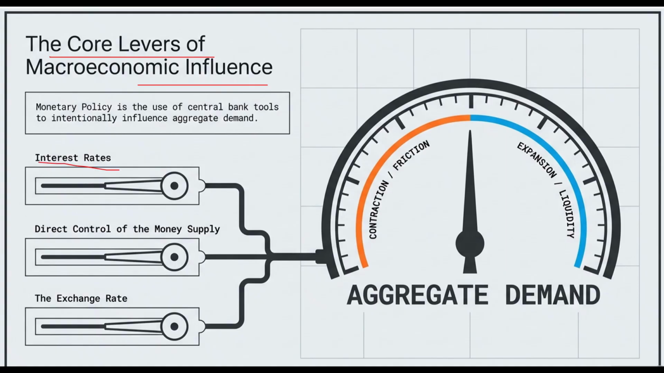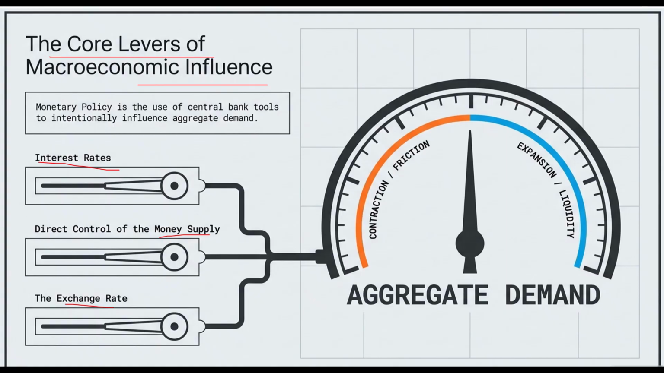By raising or lowering the interest rate, the central bank influences borrowing and spending decisions throughout the economy. The second tool is money supply. The central bank can increase or decrease the amount of money circulating in the financial system, affecting economic activity. And the third tool is the exchange rate. Changes in monetary policy can affect the value of a country's currency, influencing exports, imports, and international trade.